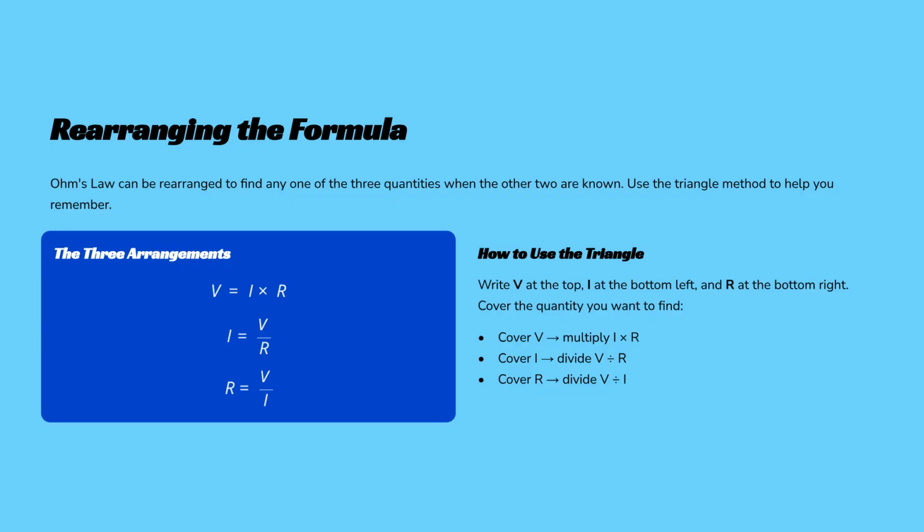This states that current through a conductor is directly proportional to the voltage applied. You can rearrange this formula using the triangle method. Cover the variable you need to find to reveal whether to multiply or divide.